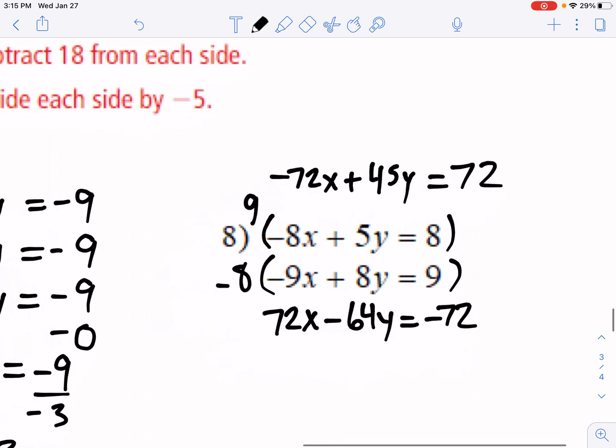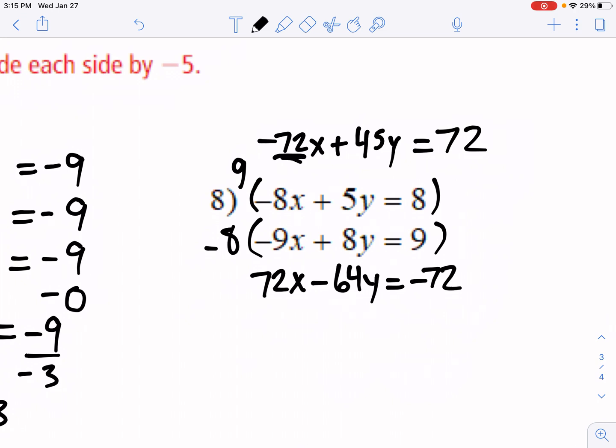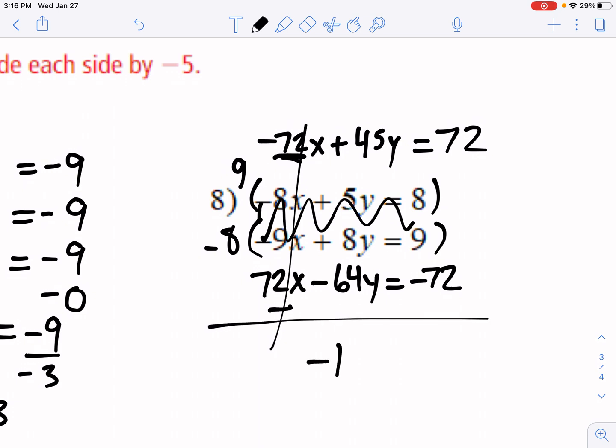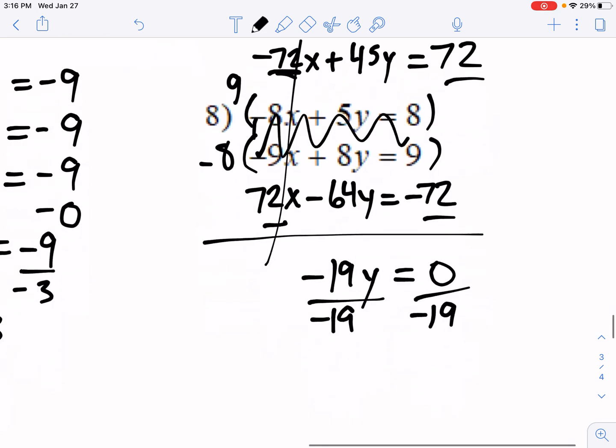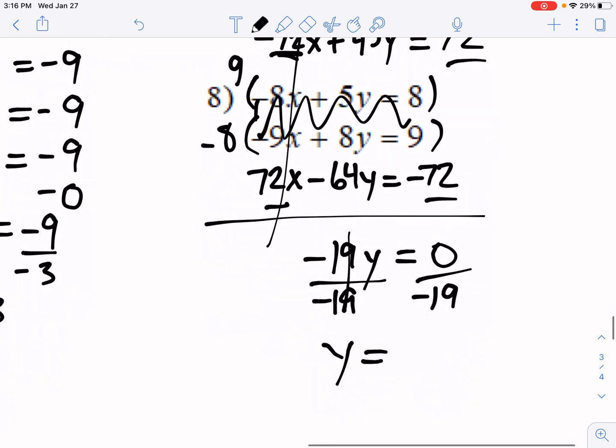Now adding this together, notice we have our opposites now, and we can ignore all this for the moment. These opposites cancel out, and then I have a 45 and a negative 64. Subtract and keep the sign of the larger, which is going to give us negative 19y. Adding a 72 and a negative 72 is going to give me 0. Dividing by our coefficient, this goes away, and we get y equals 0 divided by anything is 0. So we end up with y is 0.